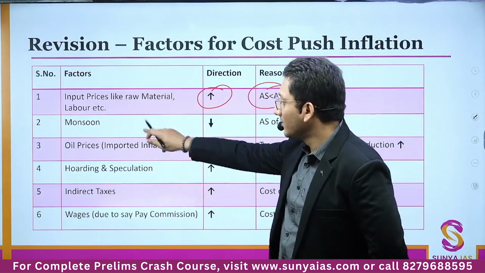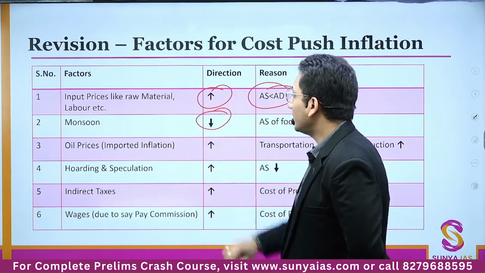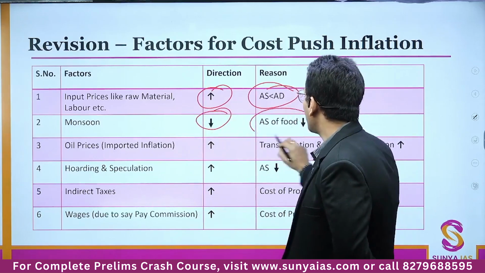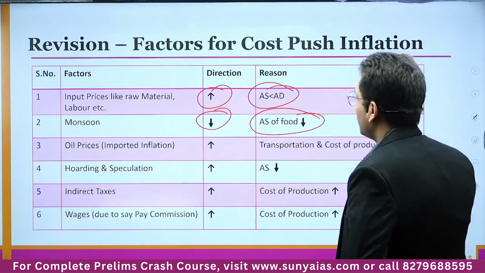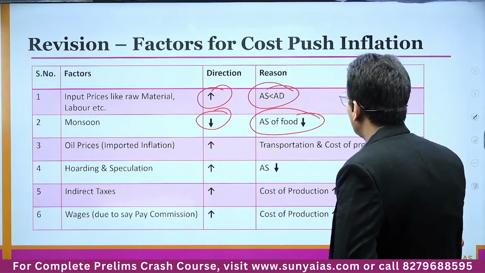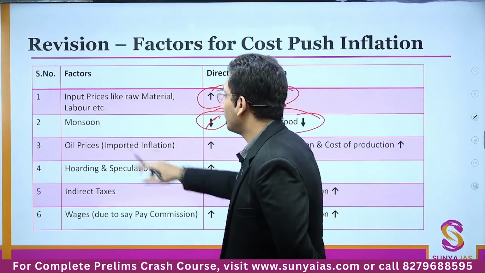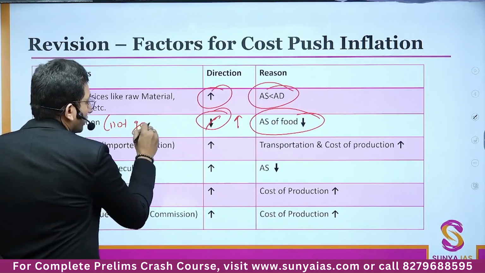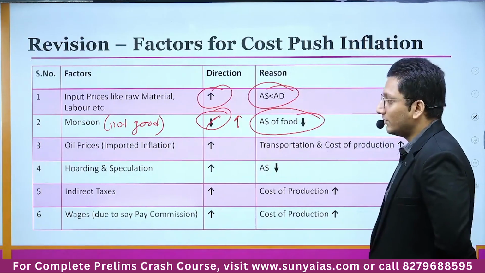हमने पढ़ा था मानसून के बारे में, अगर मानसून खराब होता है then the inflation will, sorry, monsoon agar achha hota hai, then the inflation will decrease because aggregate supply of food decreases. One second. Sorry, this one is wrong. If the monsoon is not good, then inflation will increase because the aggregate supply of food will decrease.